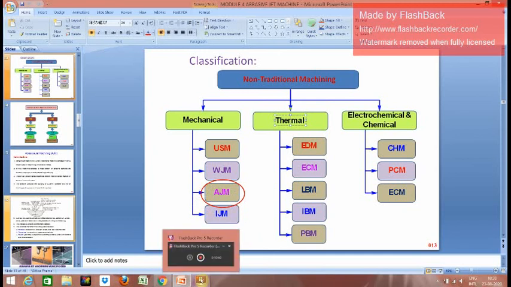What is AJM? What are the process characteristics of AJM? AJM is abrasive jet machining, in which the fundamental principle involves the use of a high velocity stream of abrasive particles carried by high pressure gas or air onto the work surface through a nozzle. In detail, we will be discussing AJM in the next class.